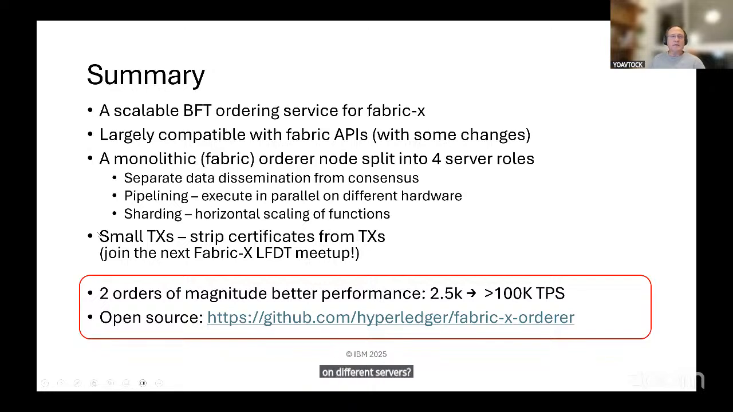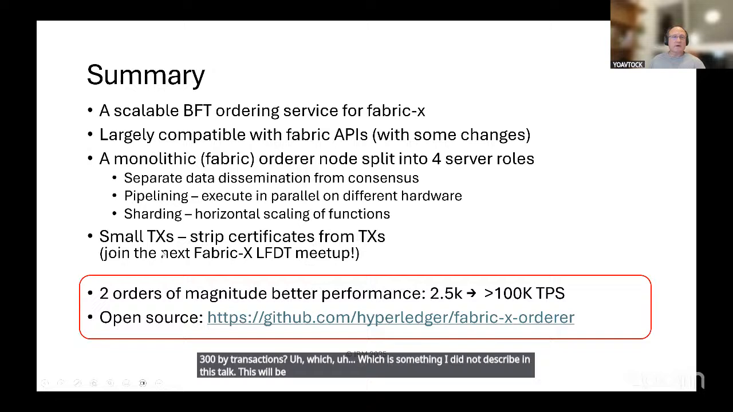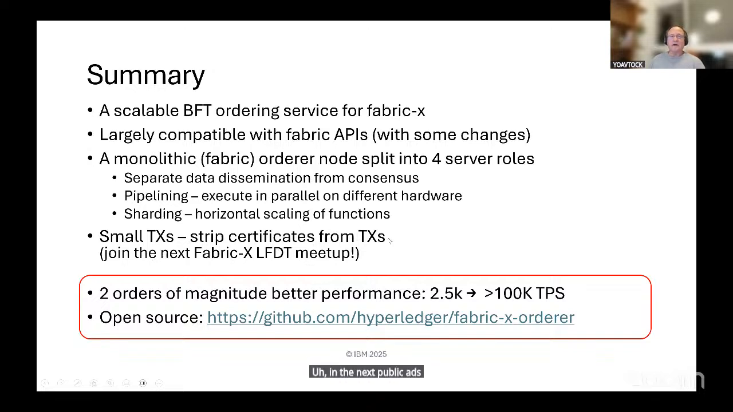And finally, we are using small transactions, 300-byte transactions, which is something I did not describe in this talk. This will be covered in the next Fabric X LFDT meetup next month. So I urge you to join that talk as well.